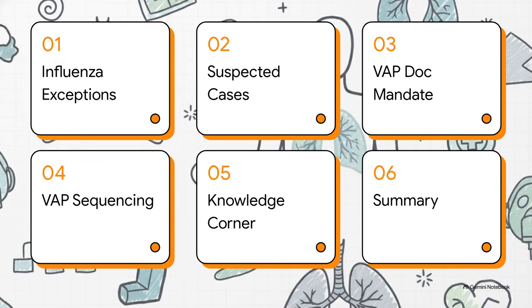Here is our roadmap for today. 1. Influenza exceptions. 2. Suspected cases default rules. 3. The VAP documentation mandate. 4. Post-admission VAP sequencing. And 5. A knowledge corner focusing on principal diagnosis.